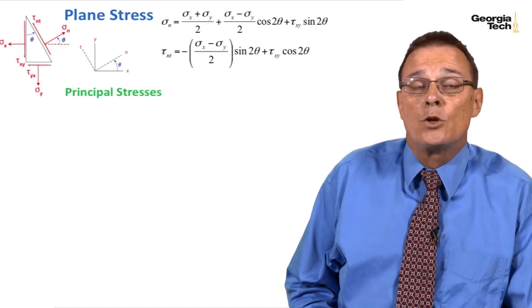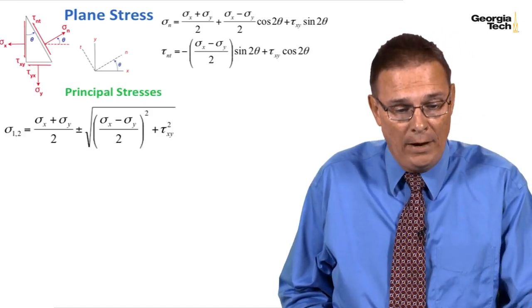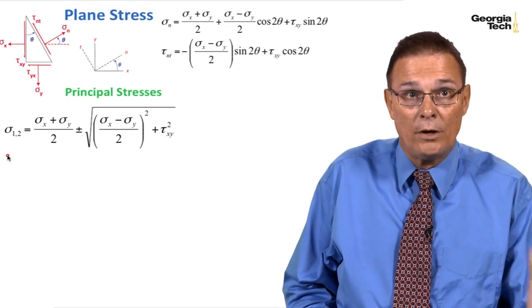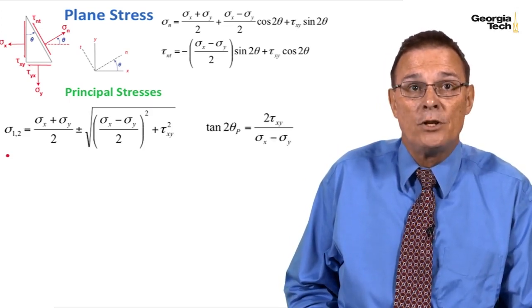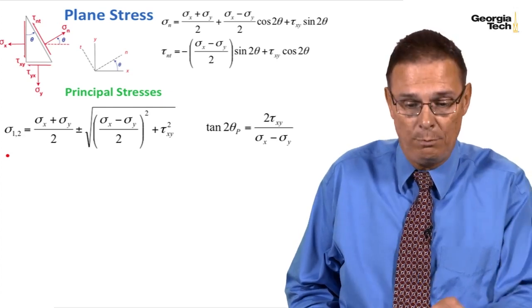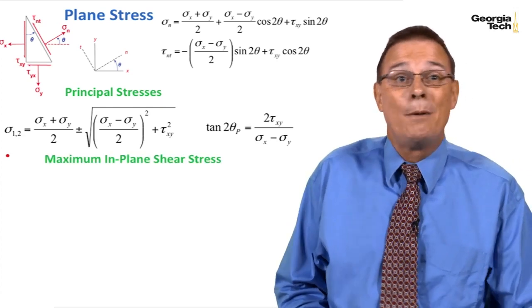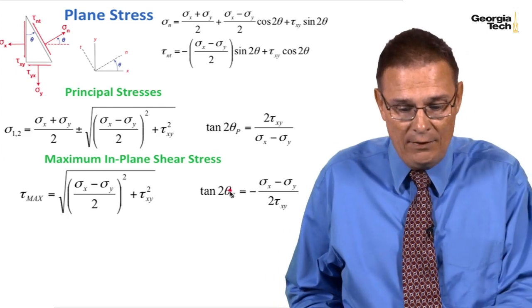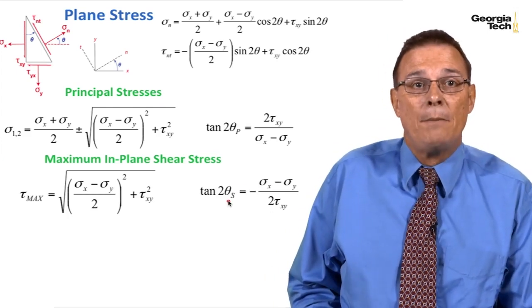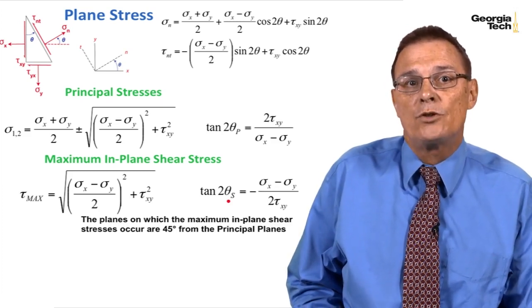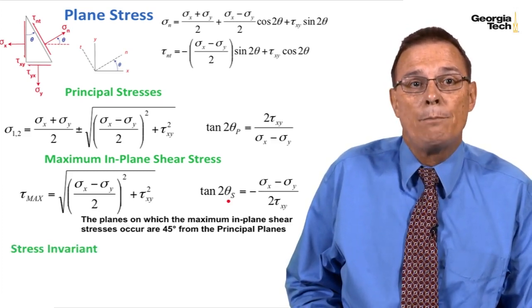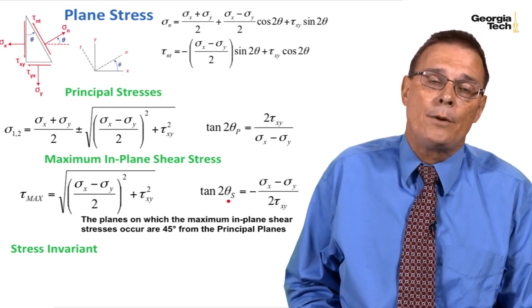So, as a recap, we found the principal stresses where the shear stress equals 0. We found the angle to the principal stresses, which were called the principal planes. We found the maximum in-plane shear stress and the angle to that maximum in-plane shear stress. And we found out that the planes in which those occur are 45 degrees apart. And we had a couple other important relationships.